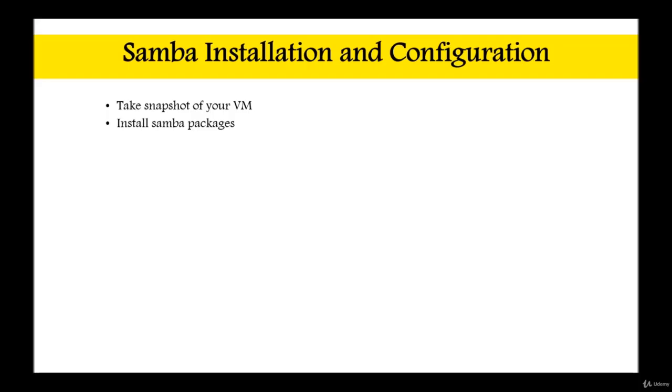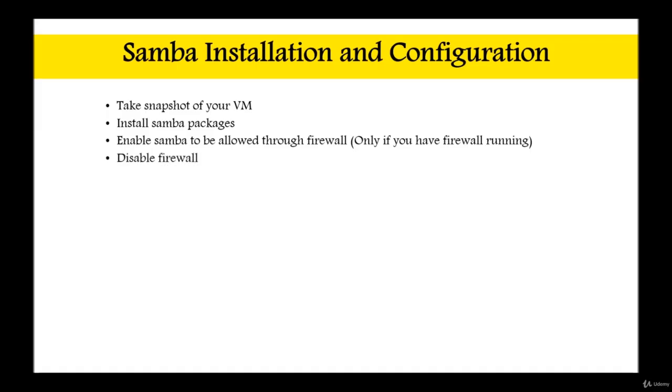Then we're going to install the Samba packages. We're going to allow Samba through the firewall, and that is only if the firewall is running. You could also disable the firewall, and we will cover that part as well, but please make sure you get the proper permission to disable the firewall on your Linux machine if it's running in production.